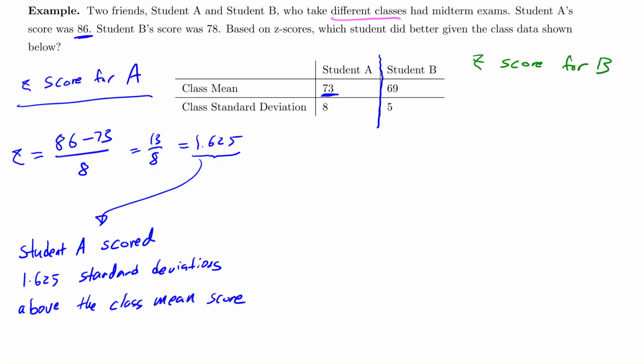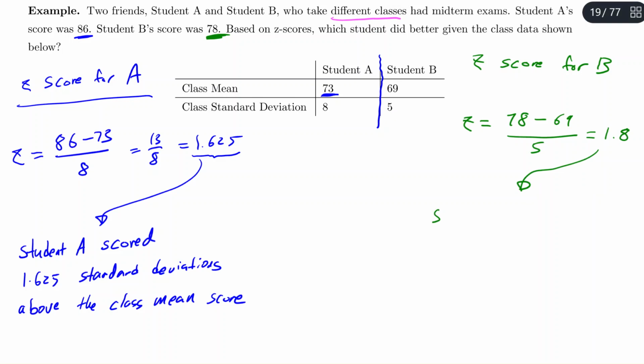So let's find the z-score for B. B's score was 78. So 78 minus the class mean score for B's class, which was 69, divided by the standard deviation of 5. Then I get 1.8. So what does this mean? Let me write it again. Student B scored 1.8 standard deviations above the class mean score.